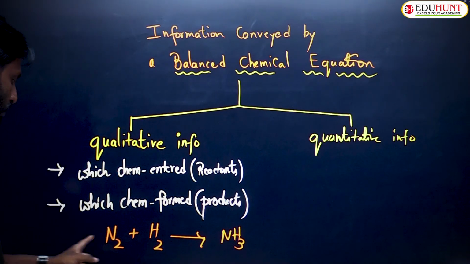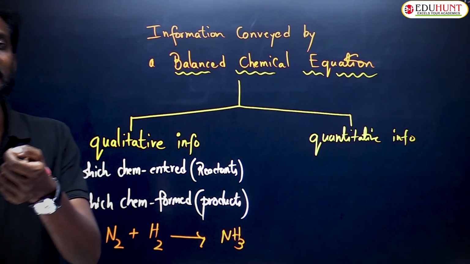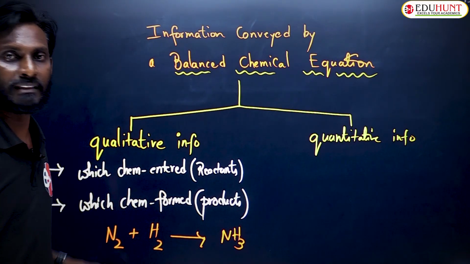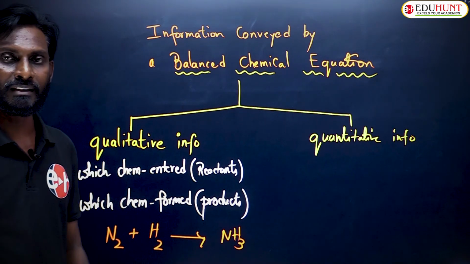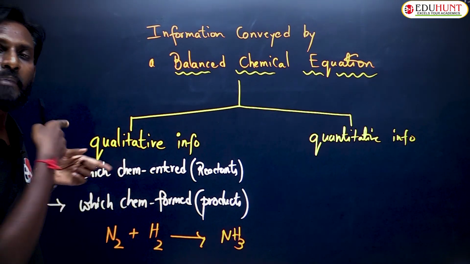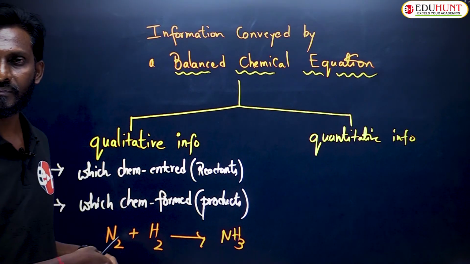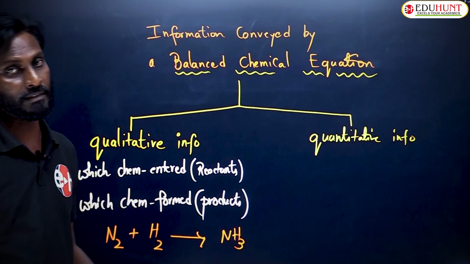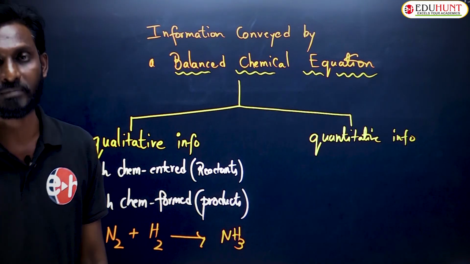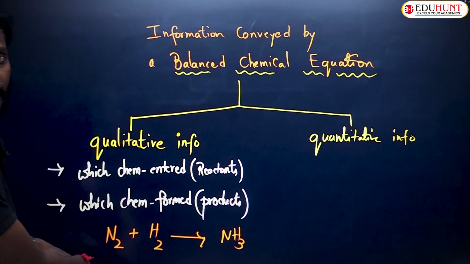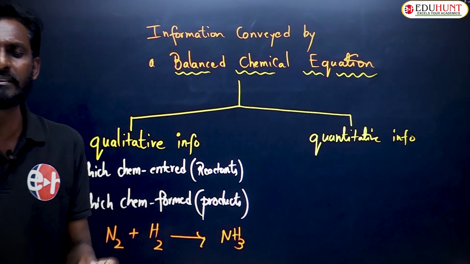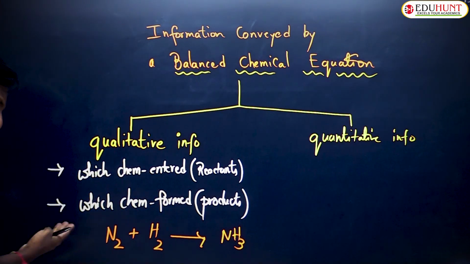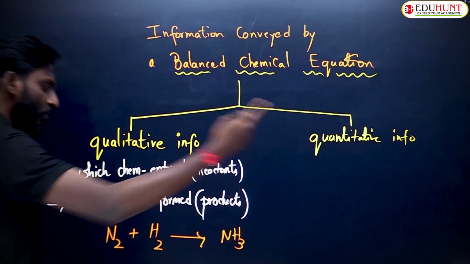By looking at the formulas, these are the formulas of the chemical species. I got to know this is nitrogen, this is hydrogen, that is ammonia. Now, what information do I have? In this particular reaction, two chemical species participated, nitrogen and hydrogen, and ammonia formed. Which chemicals entered, which chemical formed, which one is participating and which one is forming. That is qualitative info.